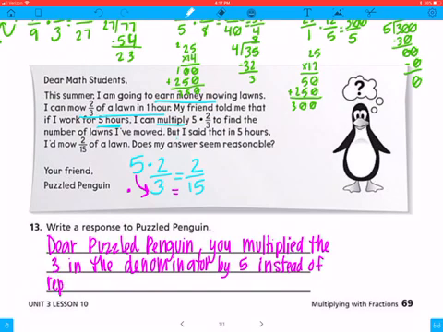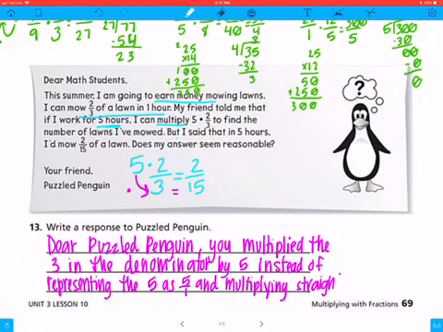And that's the attending to precision that I, Ms. Pillman, messed up on too. So far I wrote, Dear Puzzled Penguin, you multiplied the 3 in the denominator by 5 instead of representing the 5 as 5/1 and multiplying straight across, which we've been practicing the entire time through this. So again, he took this as 5 1/5, multiplied that by 2/3, got 2/15, which is not a reasonable answer.